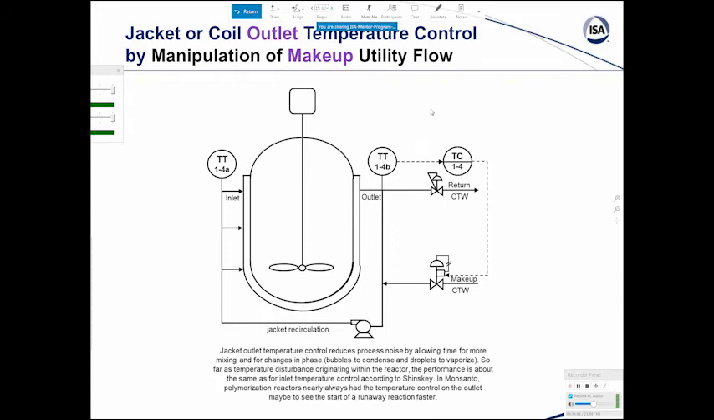Now, a lot of processes say that they want the jacket temperature control to be on the outlet. And there are some pretty good reasons for that. It reduces process noise by allowing time for more mixing and for changes in phase.